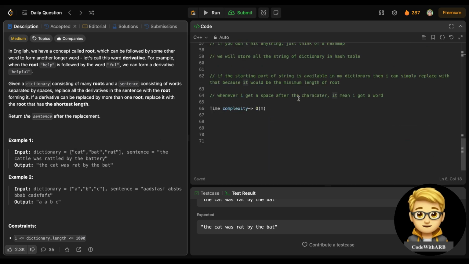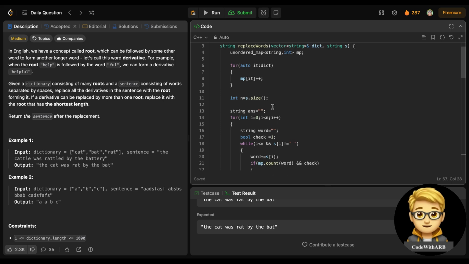Also the string length, like cat, bat, rat, can be taken as W, right? W would be the average length of a word. And M would be the total number of words in the dictionary, right?